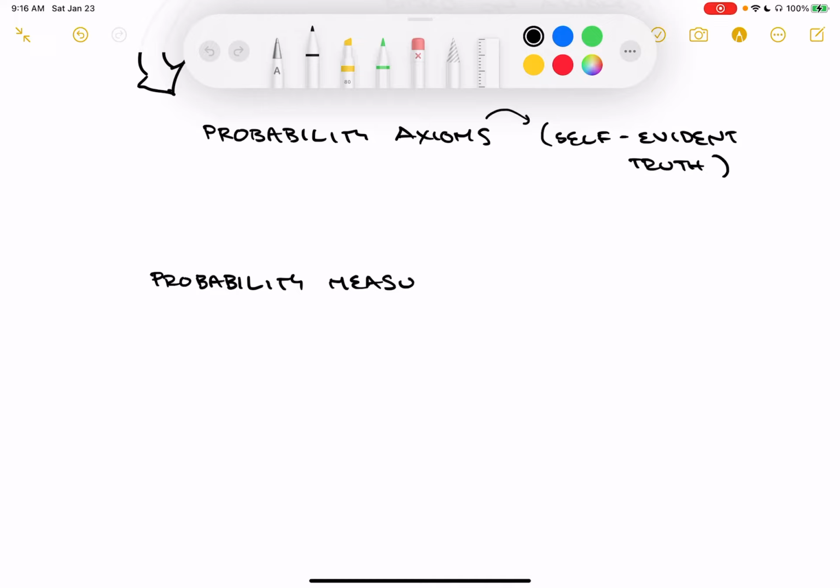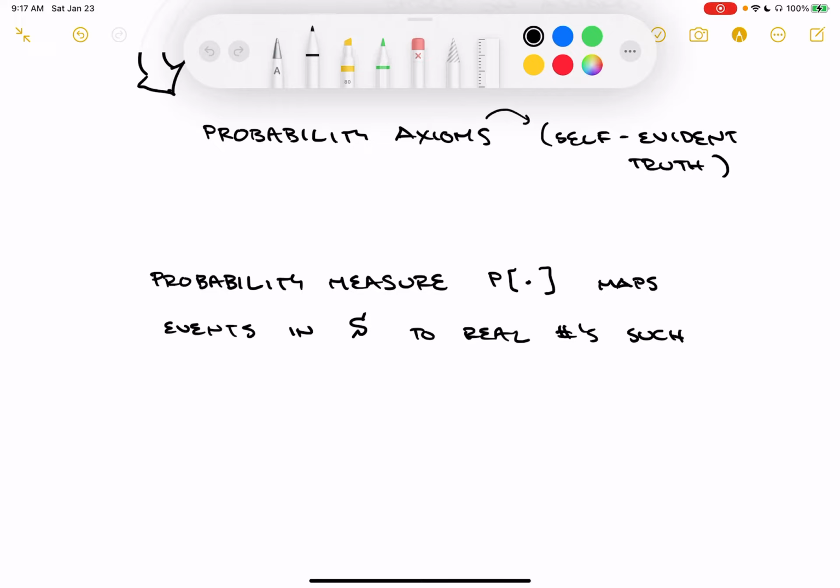Measure theory is a branch of mathematics. We don't have to get too hung up on it, but I'm going to talk about a probability measure P. I'm going to use a square bracket, and I'm just going to say it has some argument. So a probability measure P maps events in our universe, or in our universal set S, to real numbers, such that these three axioms hold. So a probability measure just takes events and maps them to numbers, according to these three axioms.